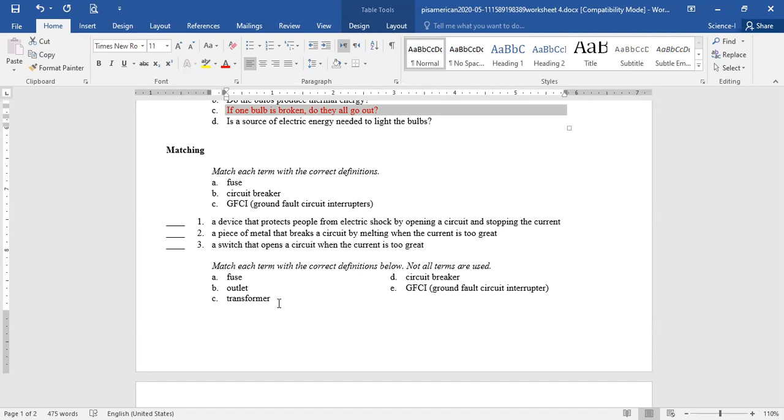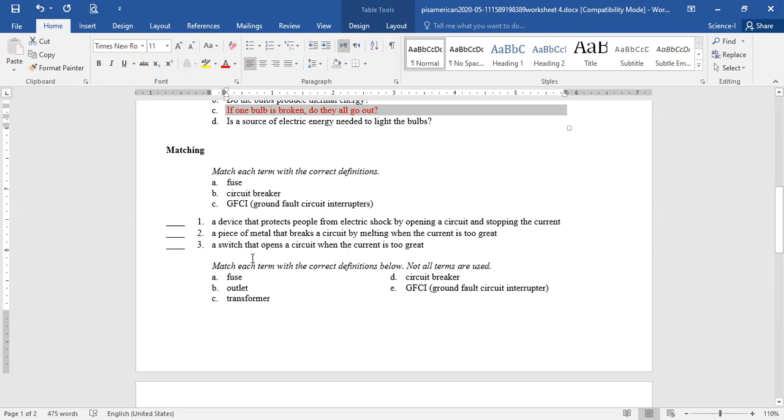Yes. Okay, so the GFCI, or ground fault circuit interrupter, is the device that protects people from electric shock by opening the circuit and stopping the current. This GFCI is also a kind of switch, the part found beside the electric socket. Once there is no proper way for electrons to flow, it starts to cut the circuit to prevent people from getting shocked.